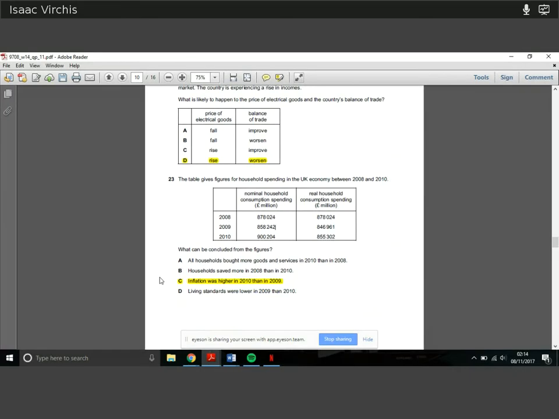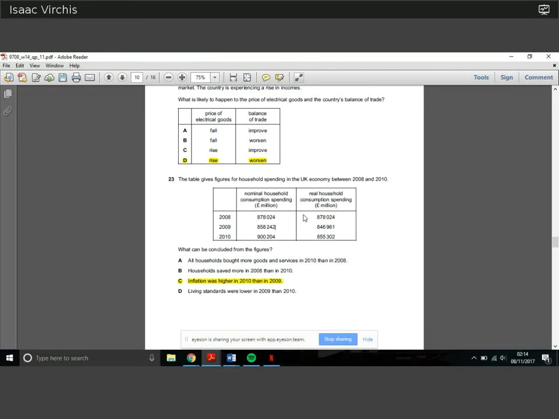Living standards being lower in 2009, well, it's quite difficult to quantify living standards. So that's a little bit complicated. What are we thinking about D? Well, D here, inflation being higher in 2010 than in 2009. Well, we know that inflation has to be higher because of the mere fact that real spending hasn't gone up by nearly as much. So we know that inflation has to have gone up.